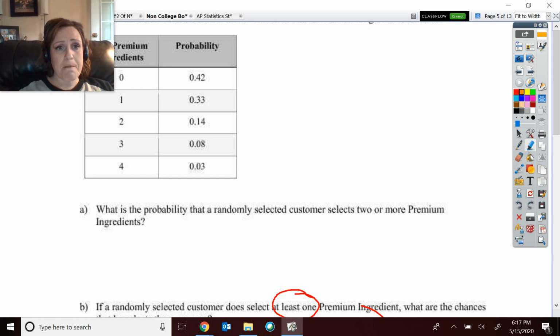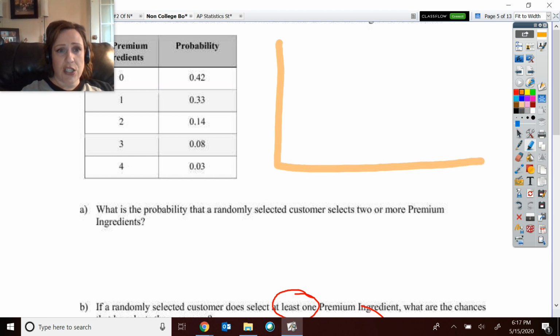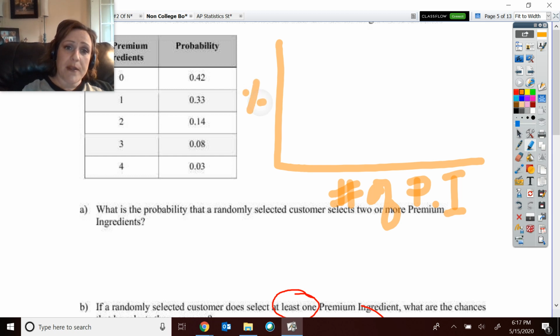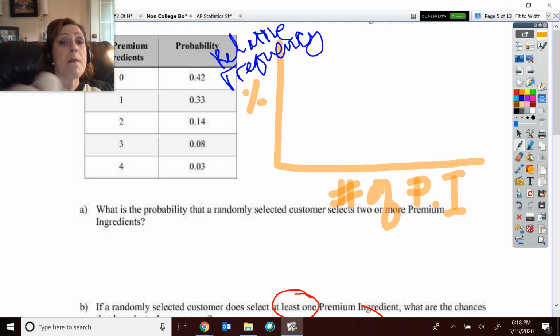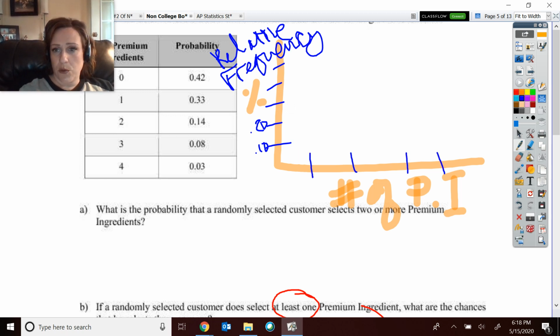Let's come on up here and look at this distribution. Here's the population. So what I'm thinking to myself is, what does this look like? These are the number of premium ingredients, and then we want that probability, also known as percent, also known as, because we're reviewing vocabulary, relative frequency. Not just frequency, but frequency relative to the total. That's what makes it a percent. So we're going to label 10%, 20%, and so on, 30, 40, and then we've got 0, 1, 2, 3, 4.